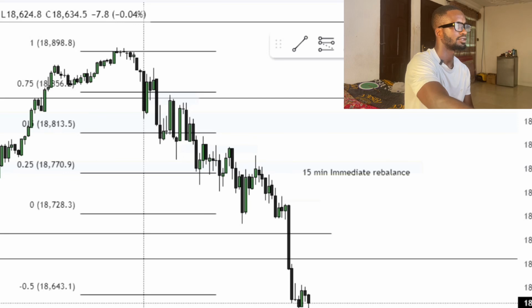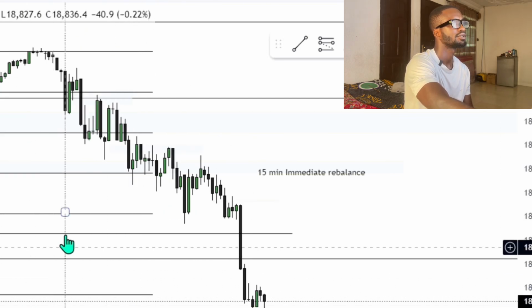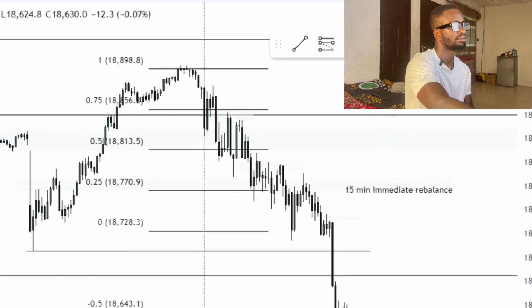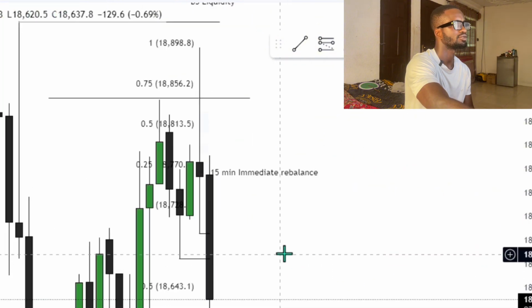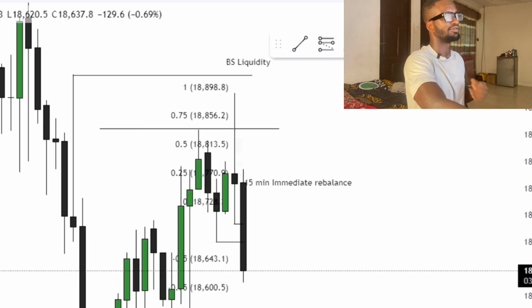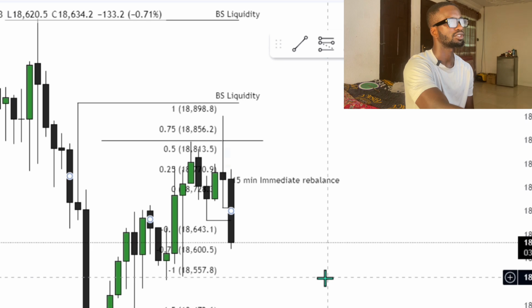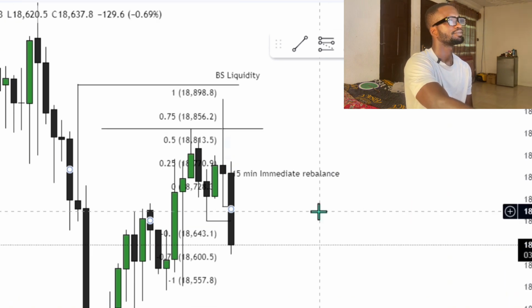So this is my chart. You see this line? I just highlighted 9:30. After the CPI news, I lost money. I lost some trades. But that didn't hinder me from making money back. I made what I lost and I made profit.